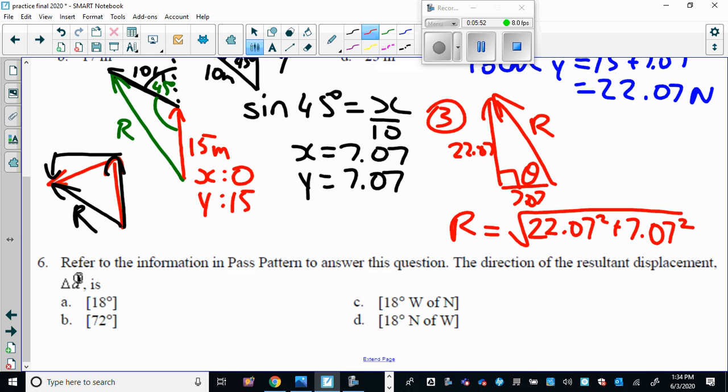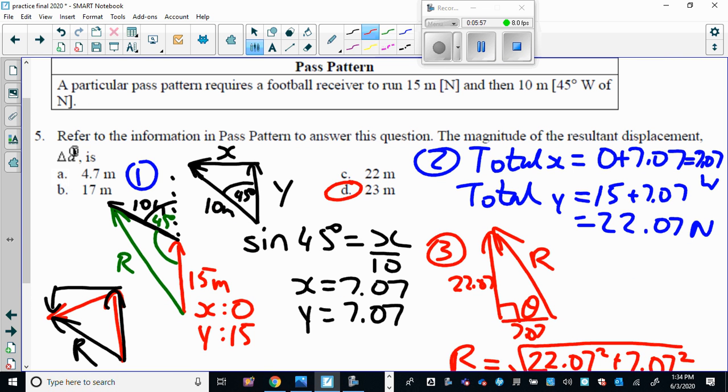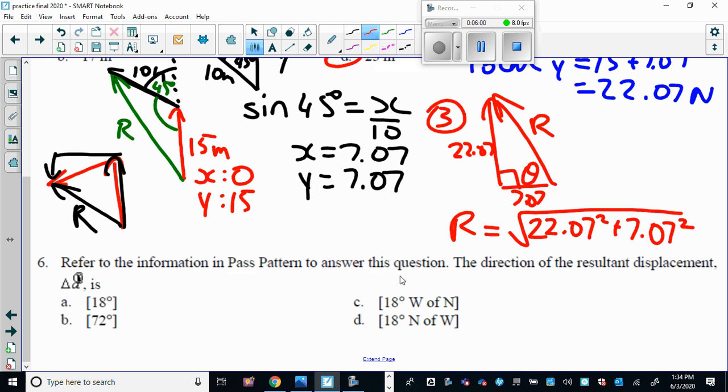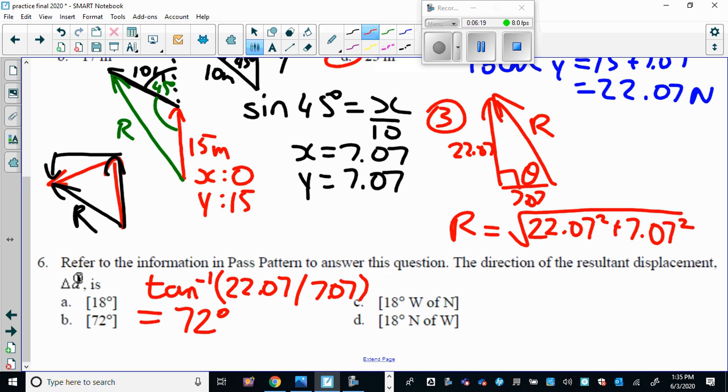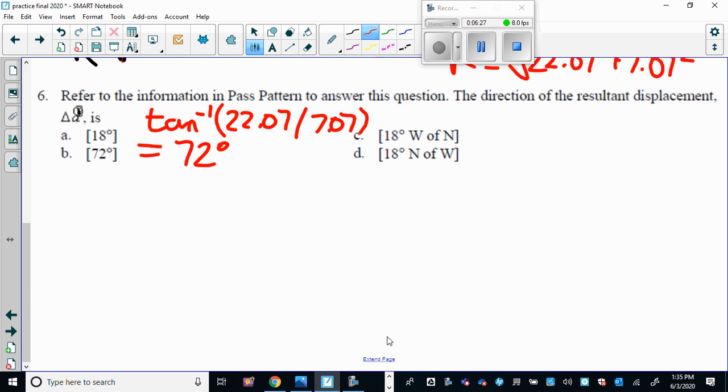All right, and the resultant turns out to be 23 meters. And then for the angle, you're just going to use the inverse tangent of the opposite, which is 22.07, divided by the adjacent. And when you plug that into your calculator, you're going to end up getting 72 degrees. Okay, now be careful here. Be careful, because don't just jump to the answer B, because B is not the right answer.